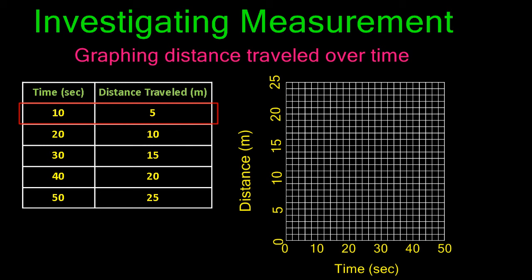Our first data set is highlighted in red. We see 10 seconds, and the distance traveled in that time was 5 meters. In order to graph that, we'll move over 10 seconds on the x-axis, and we'll move up 5 meters on the y-axis. This will give us our first data point right here.